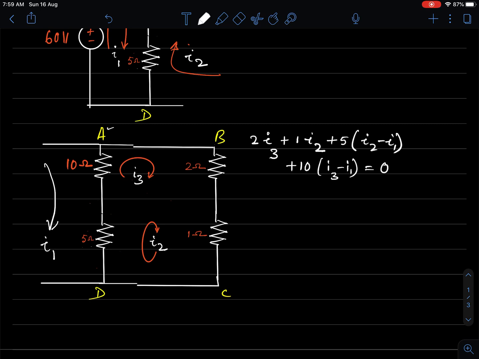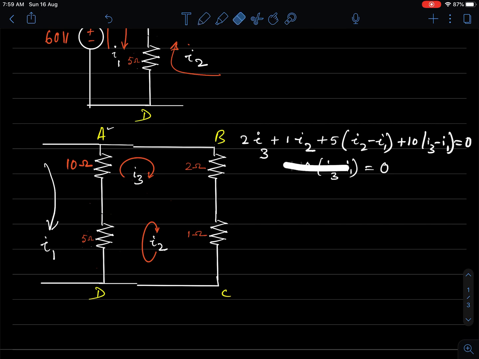This is the equation that we have. It is very, very simple. There is nothing complicated about it. Plus 10 into, I will write it here only, equal to 0. Let it look a little elegant. This is my equation 2. Simple enough, clear enough.